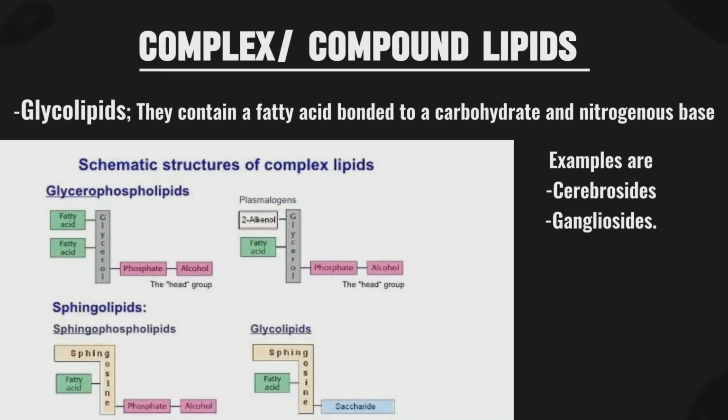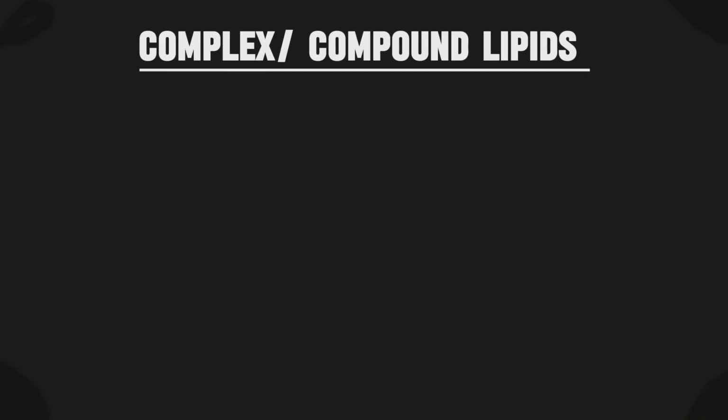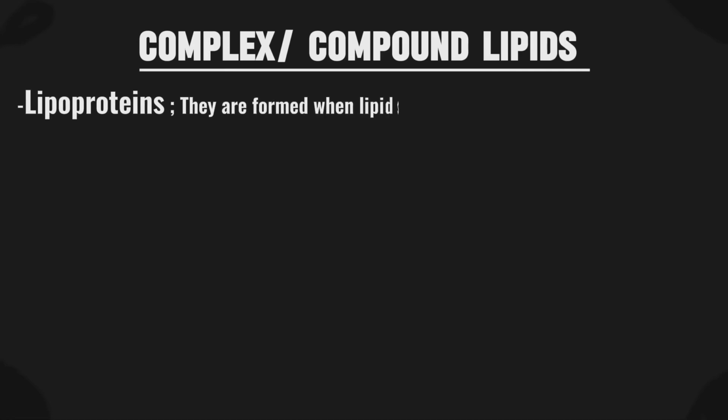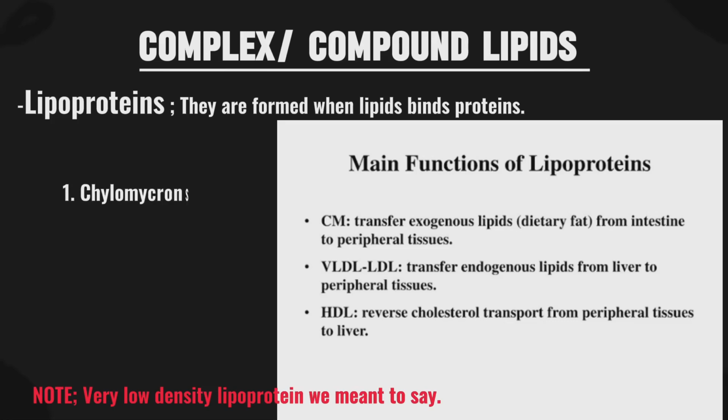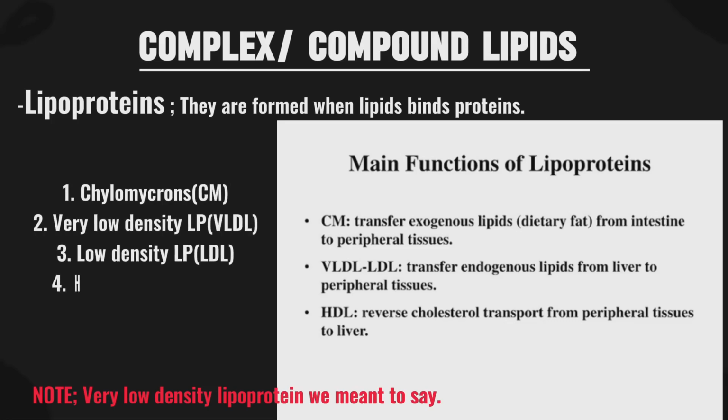The next type of complex or compound lipids are the lipoproteins. The lipoproteins are the macromolecular complexes that are formed when lipid is bound with protein. There are 4 different types of lipoproteins. We have the chylomicrons, we have the very low density lipoprotein, we have the high density lipoprotein, also known as the good cholesterol.